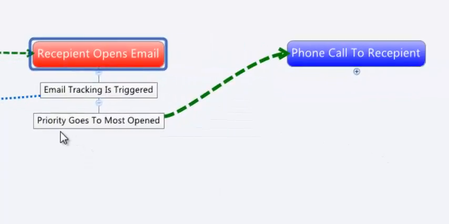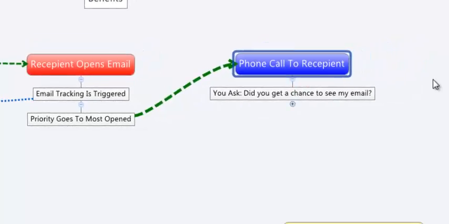So what I do is when the person opens it, typically you can even catch some of these people while they're in the midst of looking at your email, which is kind of eerie and pretty cool too. But you're going to give a phone call to the recipient, and you ask, did you get a chance to see my email? You could introduce yourself first, but this is the gist of what you're going to ask them. I'd say something like, hi, my name is Carlos. I sent over an email the other day. I'm just wondering, did you get a chance to see it?